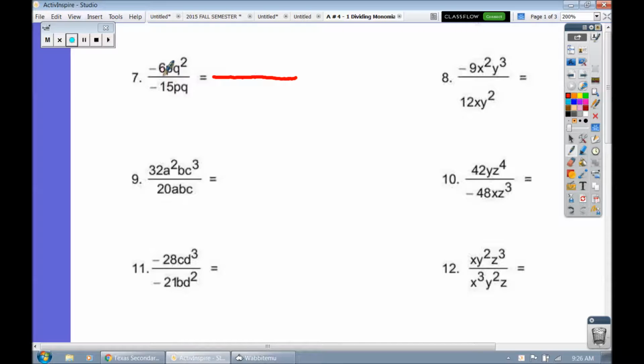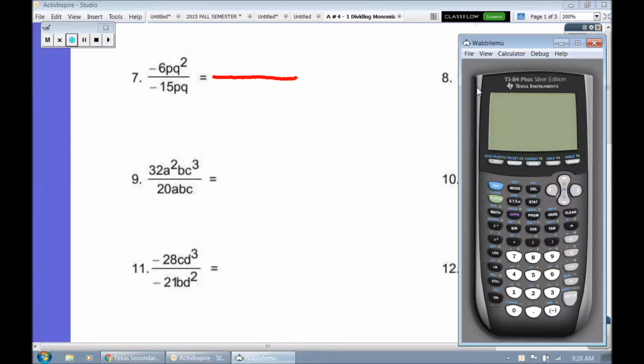I know that 6 does not go into 15 evenly. So if you need to, use your calculator. Do negative 6 divided by negative 15. And the calculator's going to give me 0.4. What is 0.4 as a fraction?